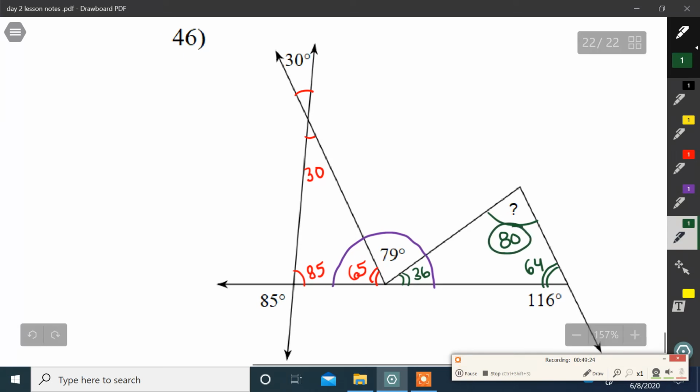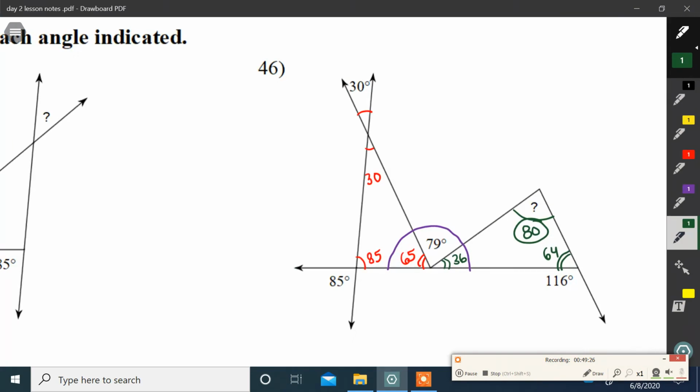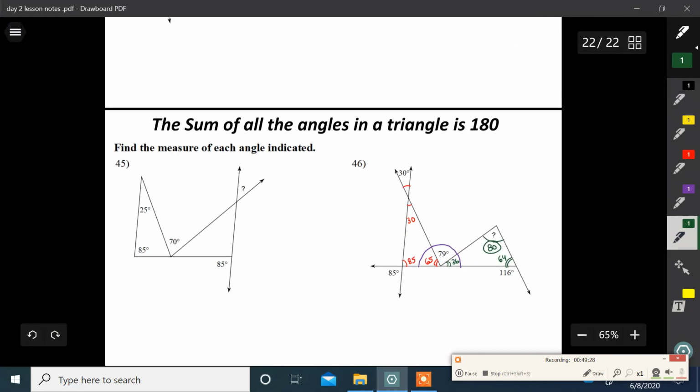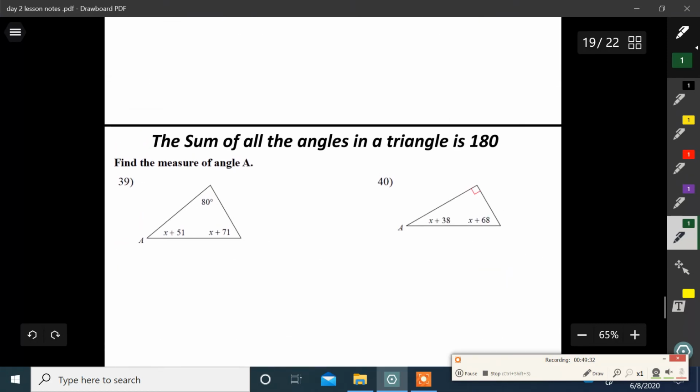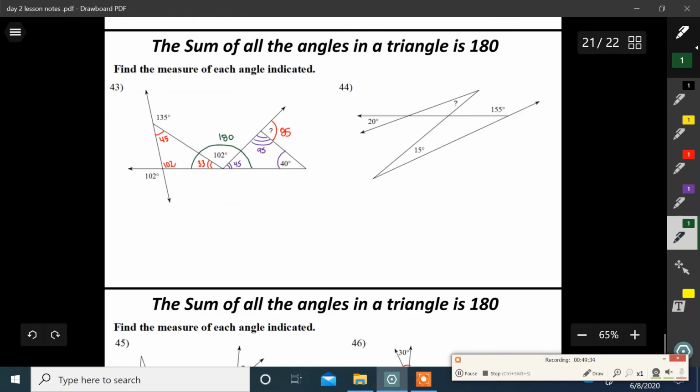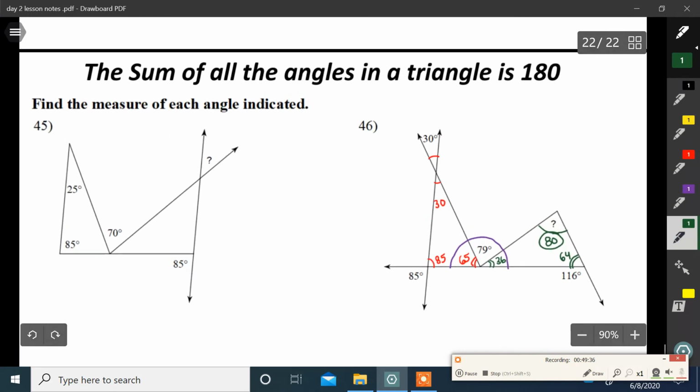Alright, guys, so I'm going to leave it at that. You can do the rest of the problems. You can do 45 and then 44 on your own, and hopefully 39 and 40 as well, and the rest of the problems. I'll see you guys in the next video.